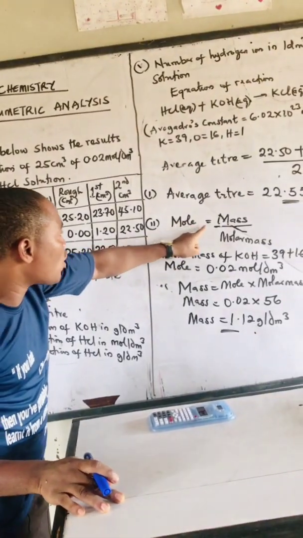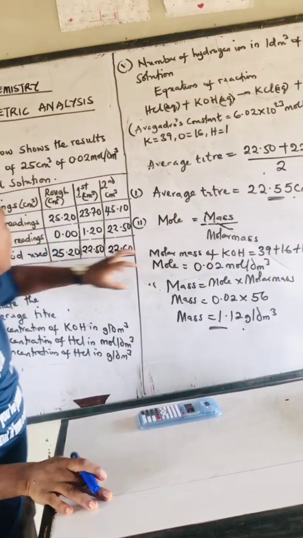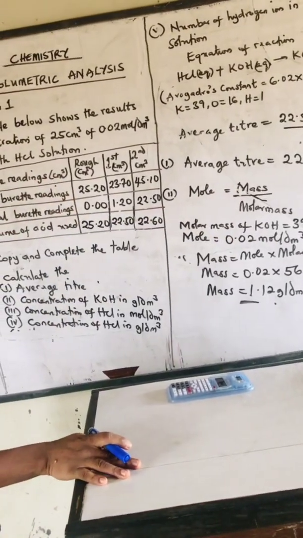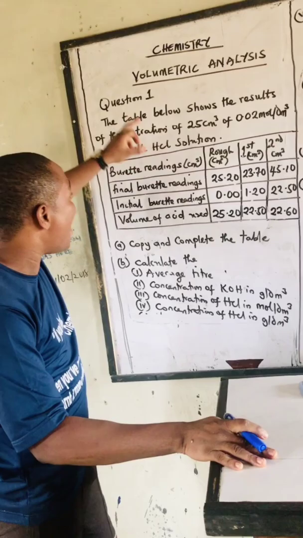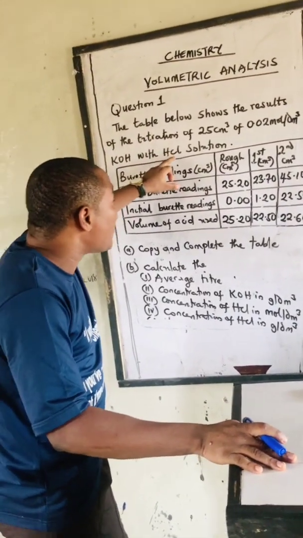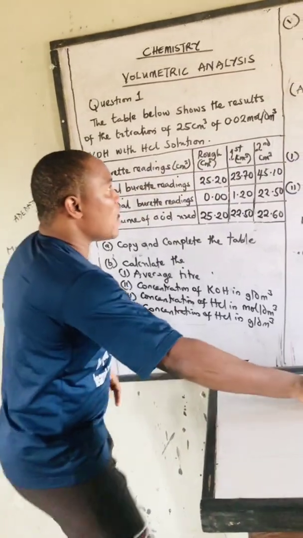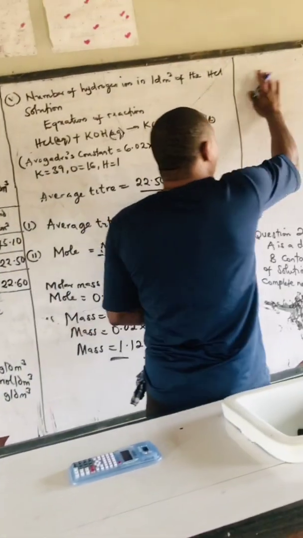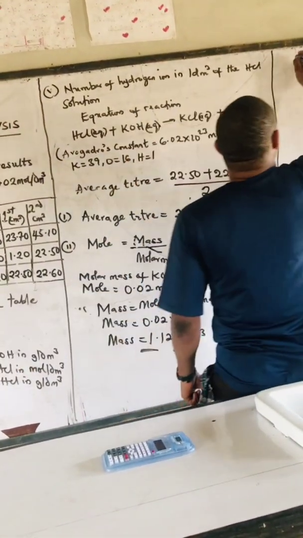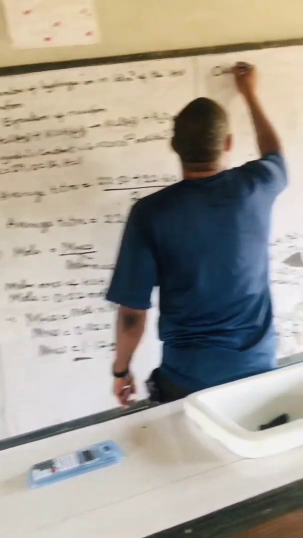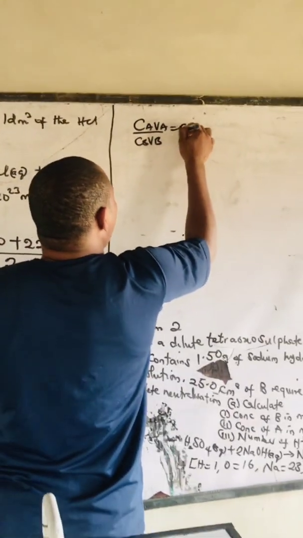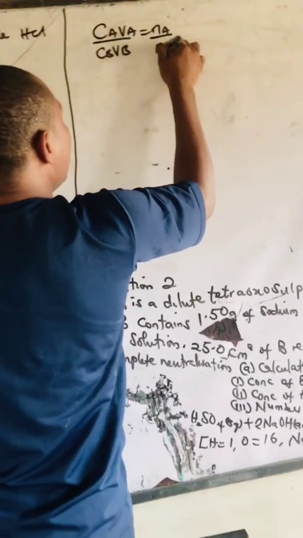Look at this. Mole is equal to mass over molar mass. You can only use this to calculate your mole when you have the mass and the molar mass. But now they are not giving the mass of this. You cannot even calculate the molar mass because they didn't give you the atomic mass of chlorine, which means we are going to use another formula for titration, which is CaVa over CbVb, which is Na over Nb.